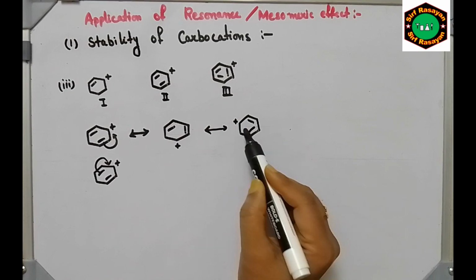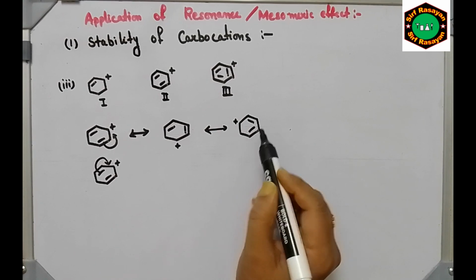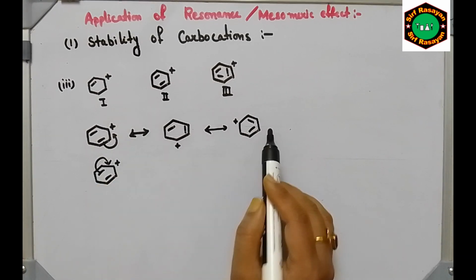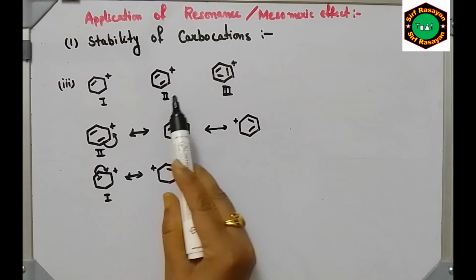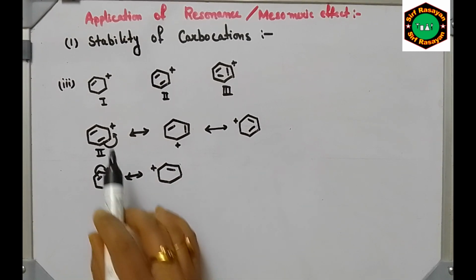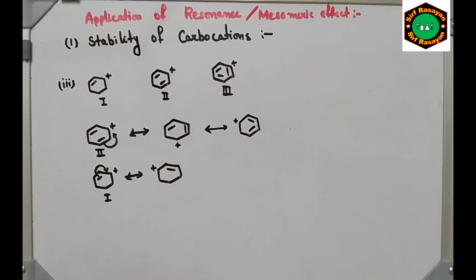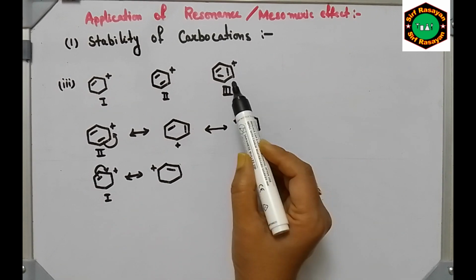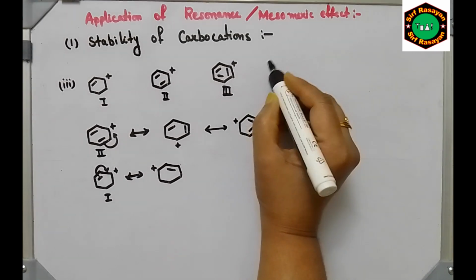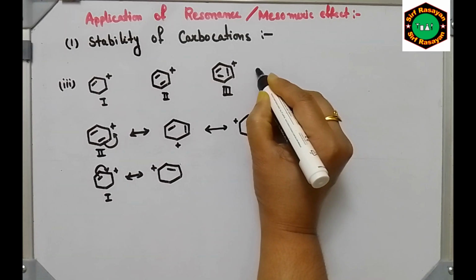Here also positive charge, then single bond, double bond, no resonance. So here we are getting 3 resonating structures. So from this carbocation we are getting 3 resonating structures. From 1 we are getting 2 resonating structures. What is about C6H5 plus? Here positive charge is localized.